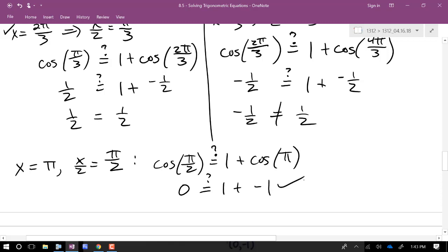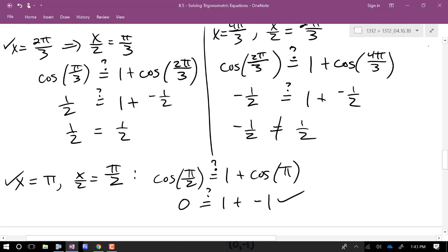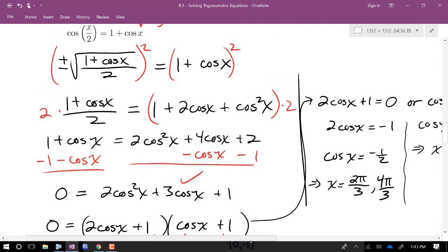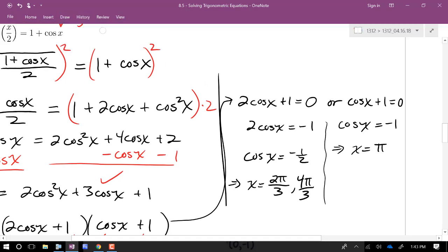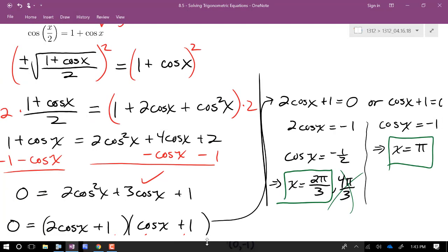Yeah, that checks. So pi and 2 pi over 3 check out, but not 4 pi over 3. So I'm going to go back up here and be sure to indicate that those are my 2 answers, but not 4 pi over 3. Questions? Okay.